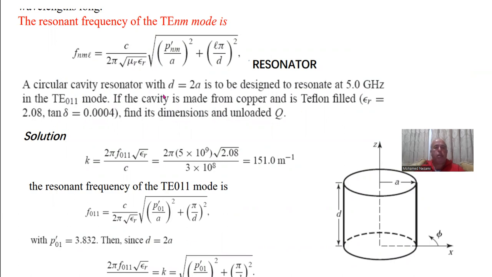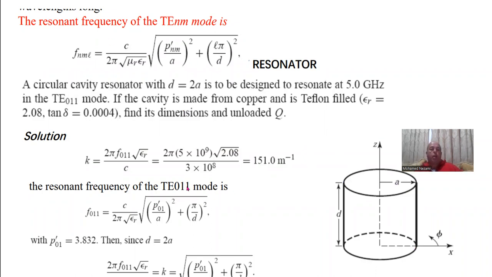Let's say that we need it to resonate at 5 gigahertz, and this cavity filter, this cavity in here, is filled with Teflon in this case, okay? With a tangent loss of 0.0004. Now, they want us to find the diameter and the length. And of course, there is a rule of thumb that we always want to make the D in here twice the A, or the diameter is equal to the length, and therefore, really, it's a square, okay? That's essentially what you want.